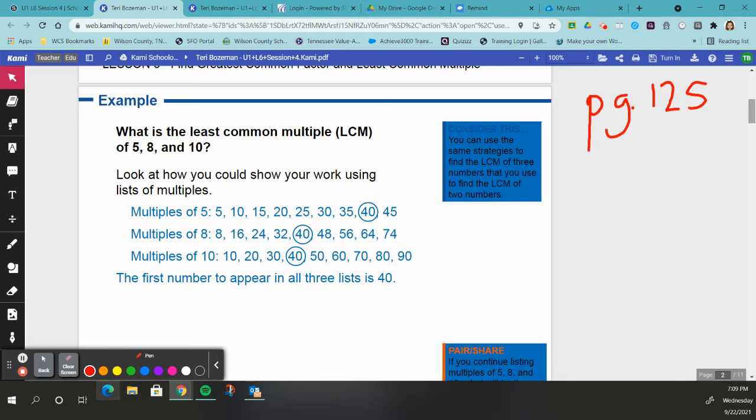In the example problem, it says, what is the least common multiple of 5, 8, and 10? So this is a way to do that. You would list your multiples of each, and then the smallest one that they have in common would be 40. This is similar to what we were doing with the last video.